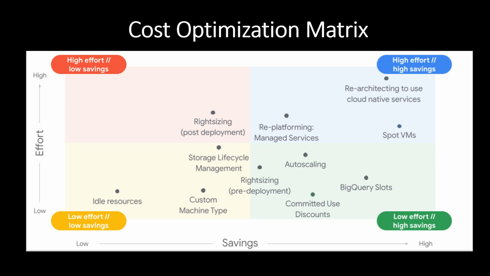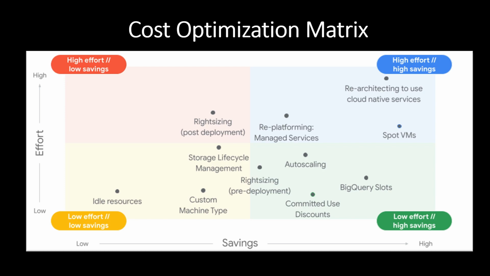Under the cost optimization pillar, the cost optimization matrix is one of the supplements. The reason I wanted to bring up this topic and show you as a bonus is to give you visibility around high effort and low effort areas, and how you are going to map your effort with the savings. As you see, there are different areas listed here: pre-deployment, storage lifecycle management, post-deployment, re-platforming exercises, how to spot VMs, and re-architecting to use cloud native services.